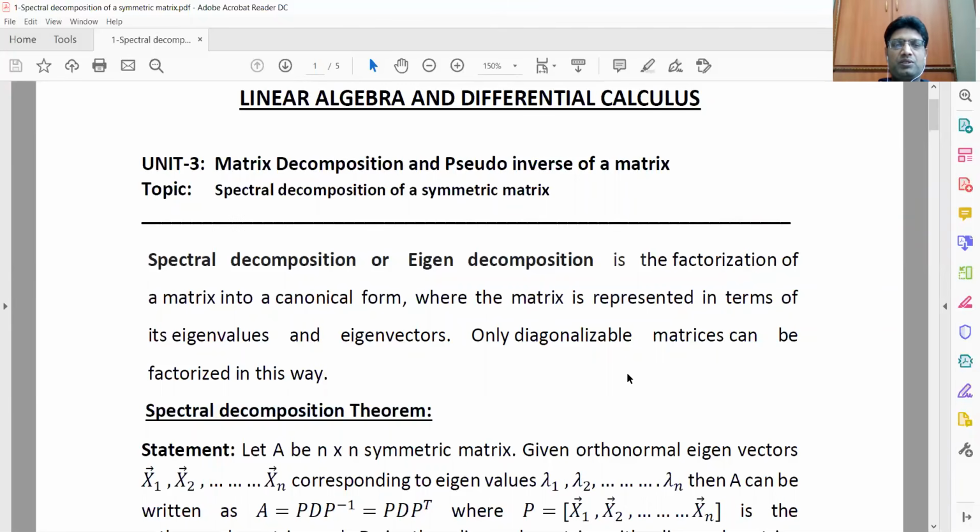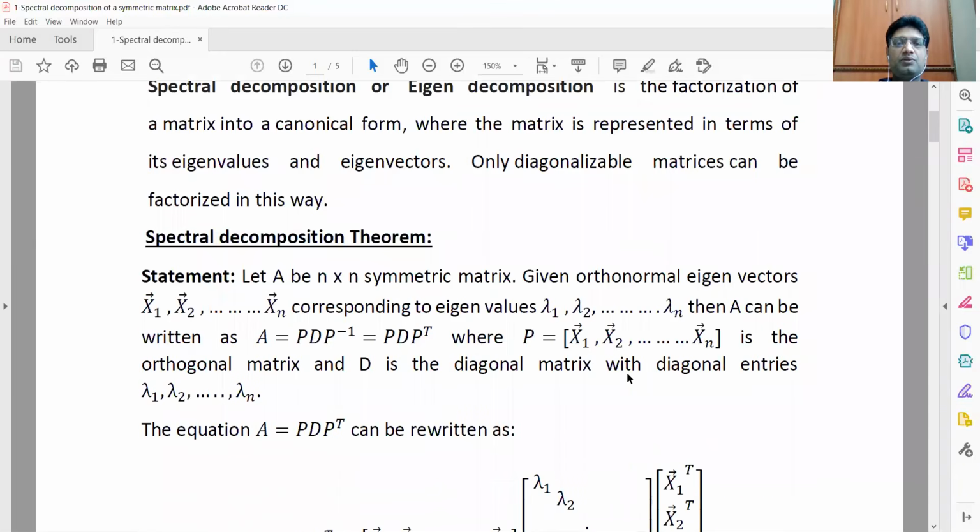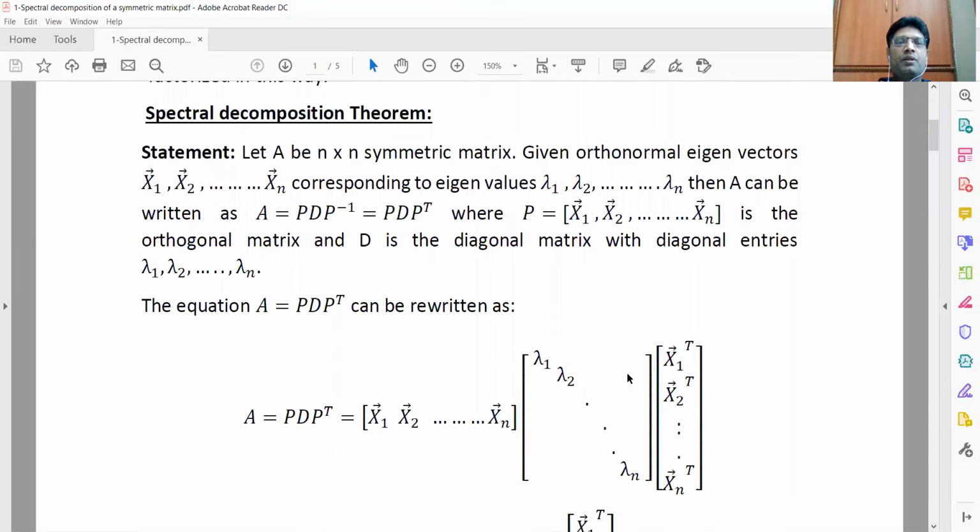Let us see first the statement of the spectral decomposition theorem. Let A be an n by n symmetric matrix, any square symmetric matrix. Given orthonormal eigenvectors x1, x2 and so on xn corresponding to the eigenvalues lambda 1, lambda 2 and so on lambda n, then A can be written as A equals PDP inverse. We have seen this one.